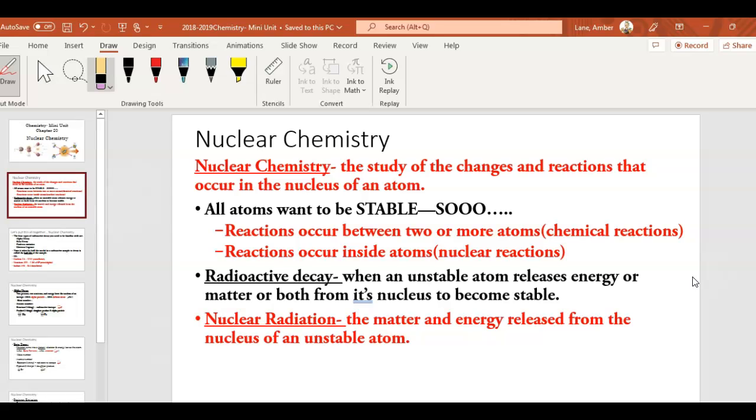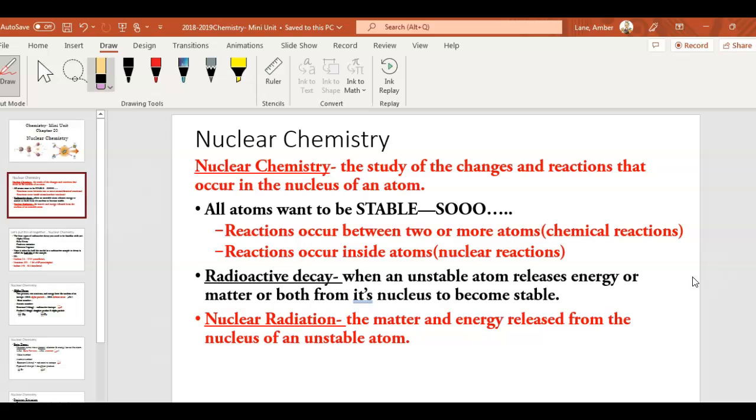So first of all, like this says, nuclear chemistry, we're focusing on the nucleus of an atom. It's the study of the changes and reactions that occur inside of the nucleus. So the whole idea behind chemistry and atoms is stability. Some atoms want to combine with other atoms to become stable. Some nuclei will break down and change so the atom can become stable. So the whole theme here is stability.